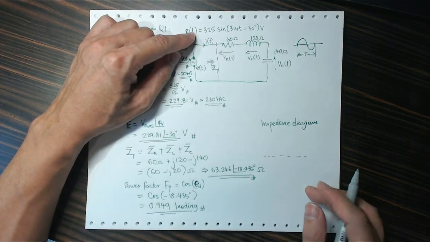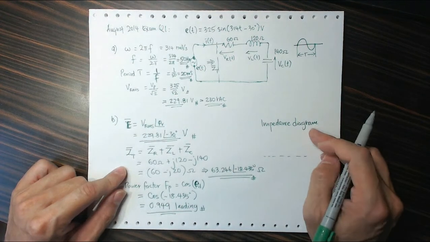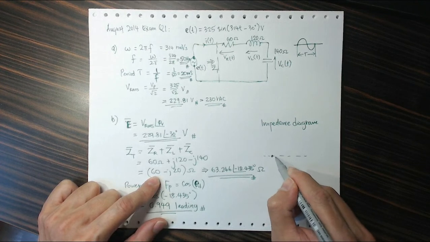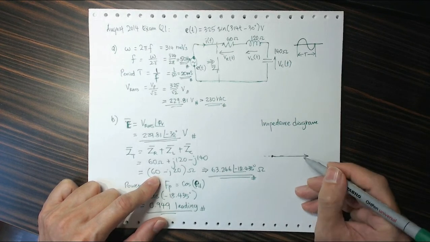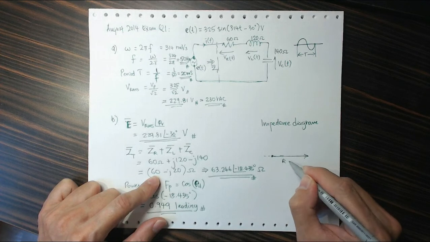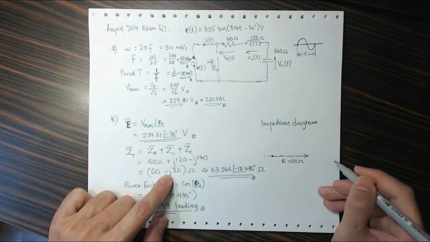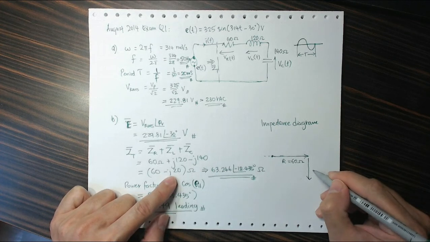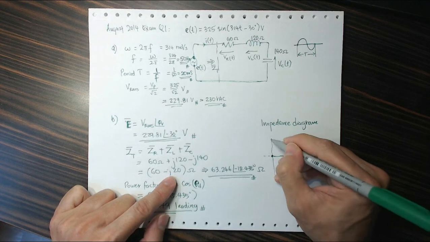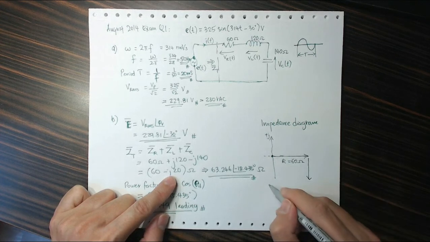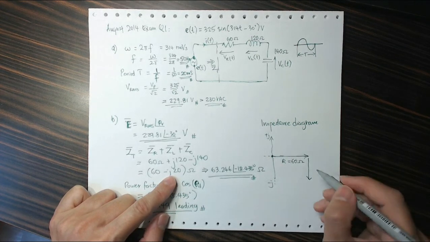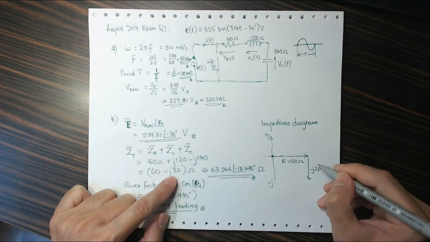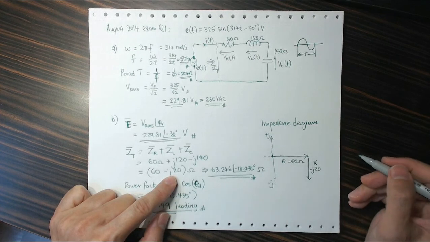Okay? And finally, for this part, we want to draw the impedance diagram. Now, the impedance diagram we can draw from here. 60 is the real part, so 60 ohm. Then we have a negative, so negative goes down. So this side is positive J, this side is negative J. So we have negative J20 here. So this is the reactance part of it.